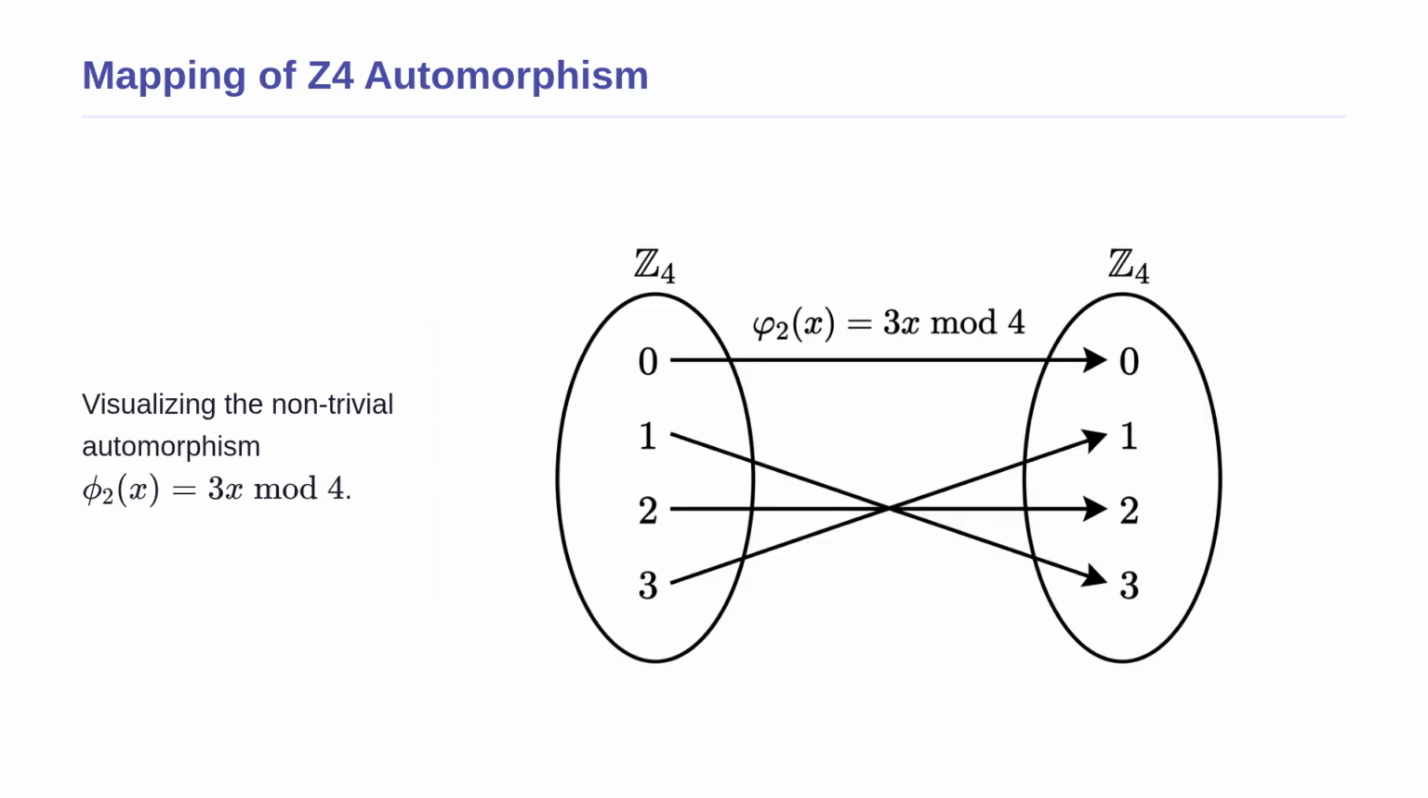Let us look at a visual representation of the transformation we just calculated. On the screen, you see 2 sets representing a group of integers modulo 4. The arrows show exactly where each element is sent by our second automorphism. 0 stays at 0 and 2 stays at 2. However, 1 and 3 swap places. Notice that every element on the left has exactly one arrow pointing away, and every element on the right has exactly one arrow pointing towards it. This visually confirms that our mapping is a perfect bijection.